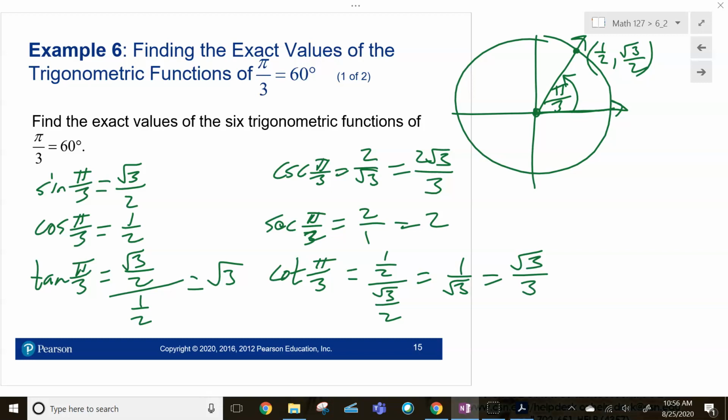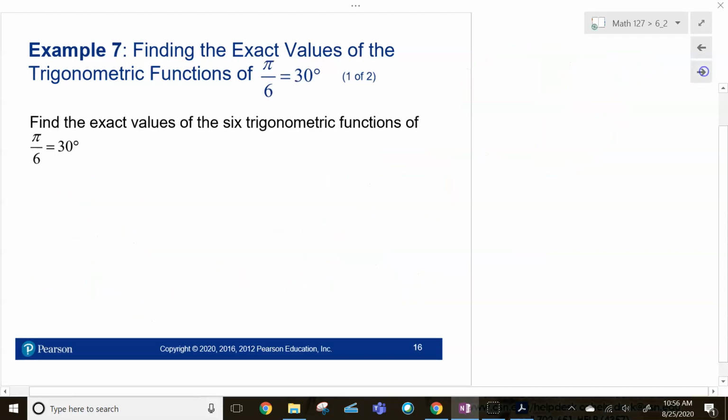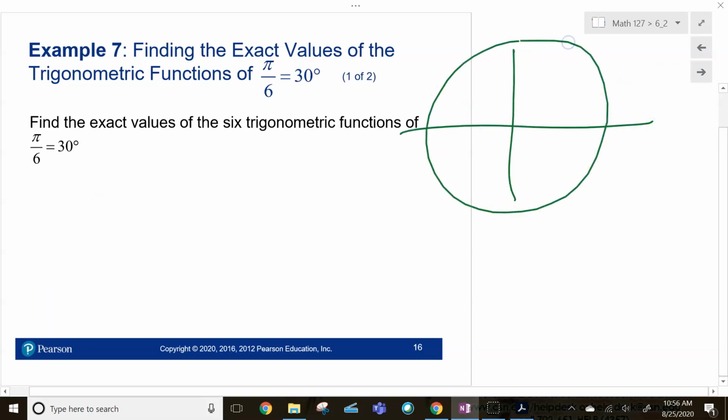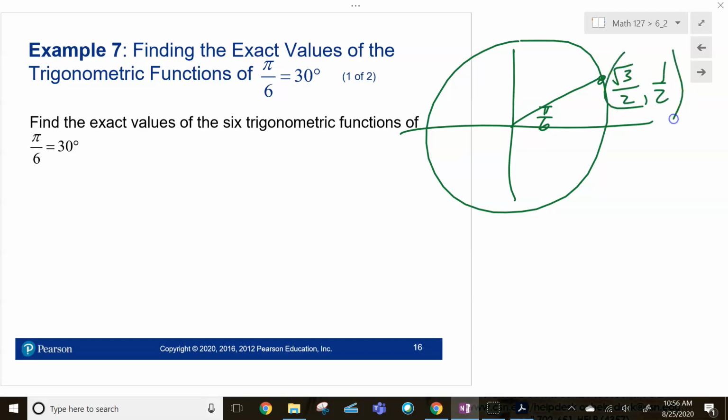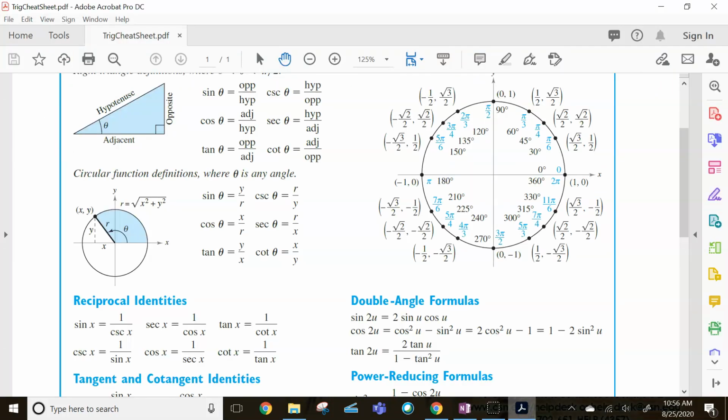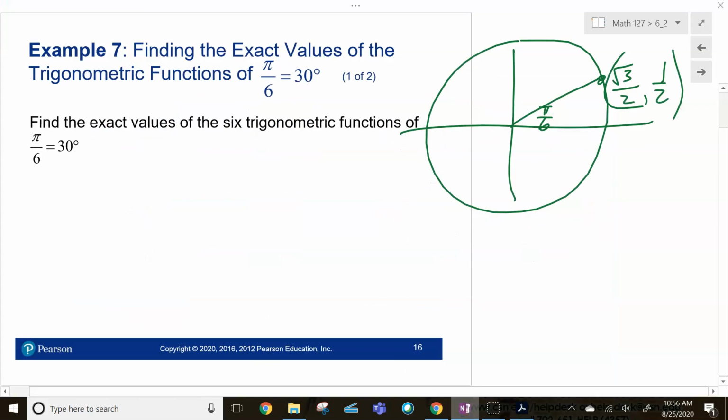So similarly, if you were to do it for pi sixths, we'd go through that same process. We'd find pi sixths on our unit circle, and I find that point and say, what's my point right there? Root 3 over 2, comma 1/2. Again, I'm looking on my unit circle. At pi sixths, I got root 3 over 2, comma 1/2 there. And I go through all those 6 again on that.